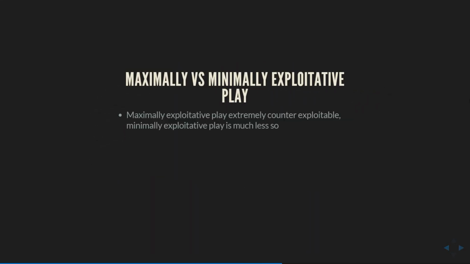So, maximally exploited play versus minimally exploited play. Why is minimally exploited play better? First, maximally exploited play is extremely counter-exploitable. Minimally exploited play is much less so. So again, if we think about rock, paper, scissors as an example, let's imagine that we're playing a player who does have a leak. We know he plays rock 34%, and he plays scissors and paper each 33%.